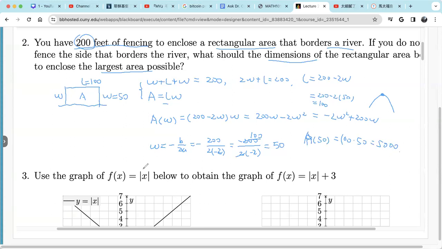Okay. So 1 and 2 are very similar. We use the data given to form equations. Then out of the equations, we want to form a function.